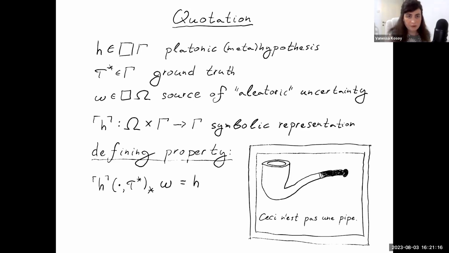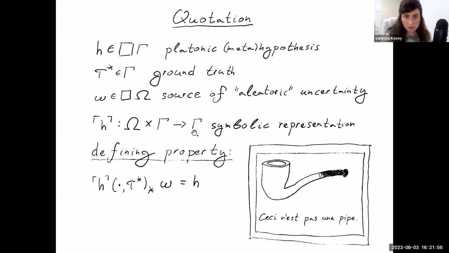So now we can define a symbolic representation of H, like quoted H, as a mapping from omega times gamma to gamma, which satisfies the property that when we take this mapping and plug in the ground truth as the second argument, so we get a mapping just from omega to gamma, and now we use this mapping from omega to gamma to push forward small omega into gamma, the result is exactly H. So this equation is just a way of saying that this thing is a computation that samples H.